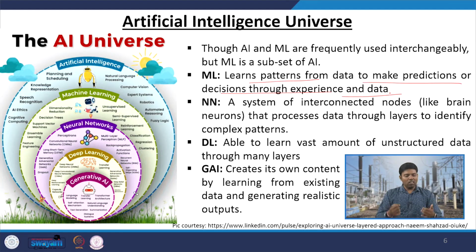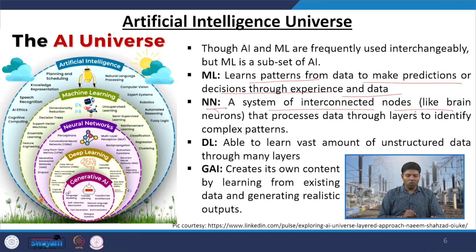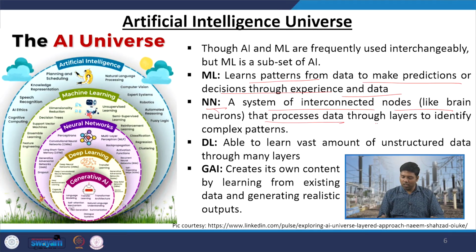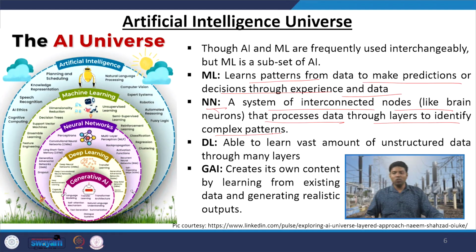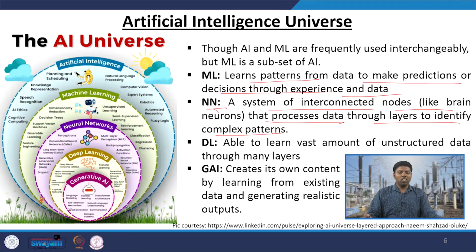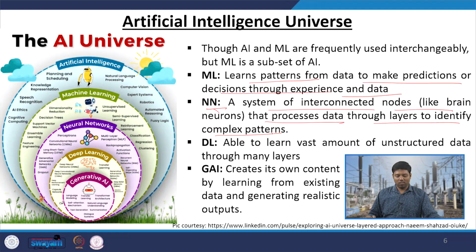Again, under machine learning, there is a subset which is called neural network: a system of interconnected nodes, like neurons in our human brain, that process data through layers to identify complex patterns. It will learn the data and then adapt to that data to take the decision.